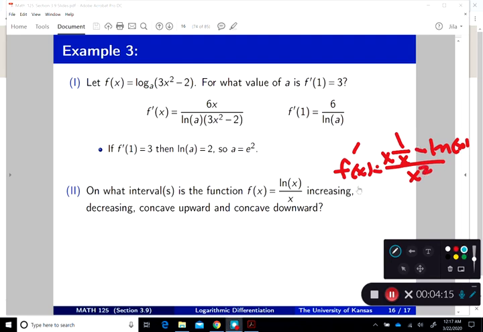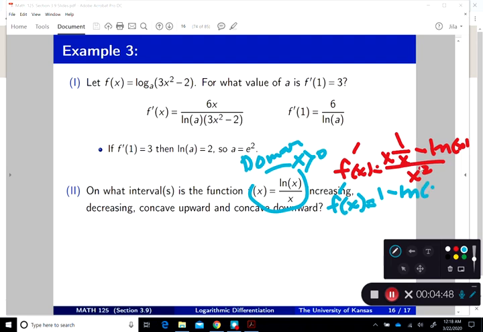Now, one thing to remember for this function is that the domain: you cannot plug in anything negative in a natural log of x, and you cannot plug in 0, and 0 also makes the denominator 0. So the domain to begin with was x bigger than 0. And now that I have found the derivative, which is 1 minus natural log of x divided by x squared.